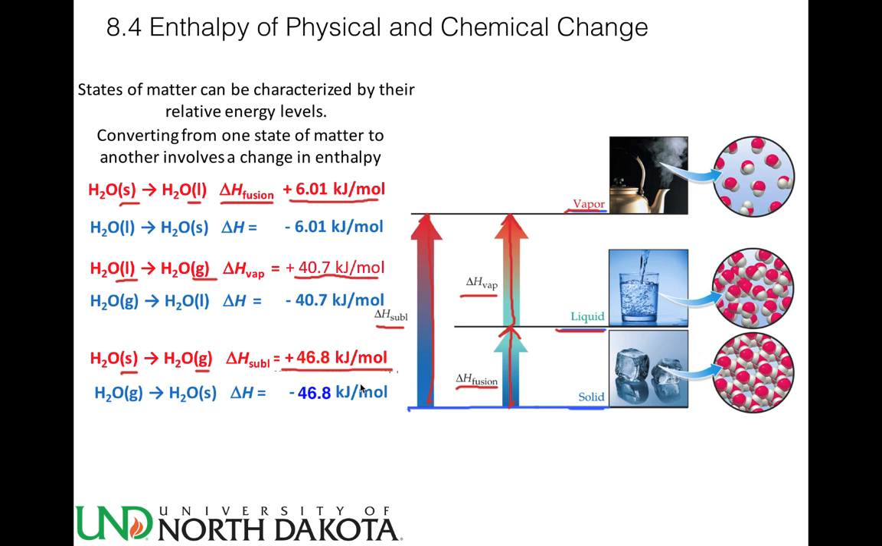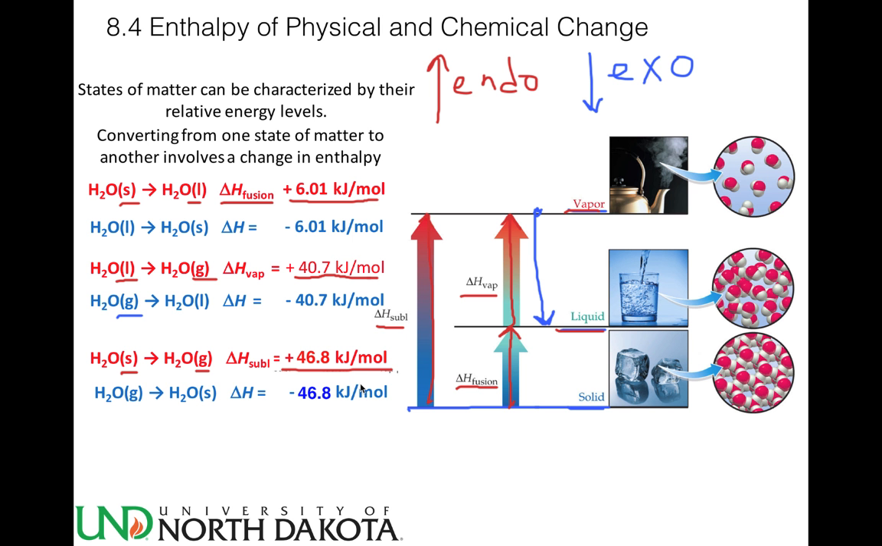Now, all of these processes going up are endothermic, and therefore all of the processes going down from a more energetic state to a less energetic state are going to be exothermic. And that's because the energy that was associated with the higher energy level molecules is released as heat. Now, let's start with a vapor going back to a liquid. That is going to release the same amount of heat as the delta H of vaporization. However, it's going to be exothermic, and therefore the delta H of this process is negative.